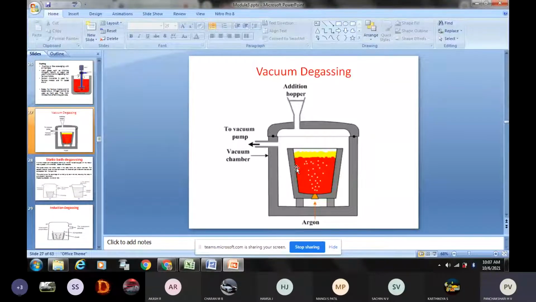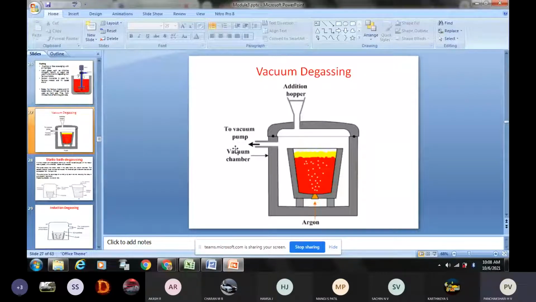Now you can see the arrangement of the degassing process. See here, there is a vacuum chamber. This is the lower portion of the chamber, and this is the upper portion of the chamber. This is called the vacuum chamber. Why is it called a vacuum chamber? Because there is no presence of atmospheric air. It is not open to atmosphere. This chamber is completely evacuated, which means the atmospheric air components are completely removed.